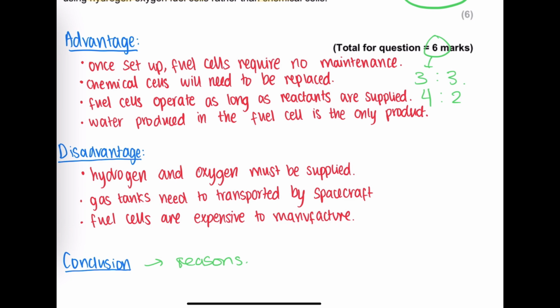However, some disadvantages of using fuel cells are that hydrogen and oxygen must be supplied, and gas tanks need to be transported by the spacecraft, and storage of hydrogen is very difficult. This is because it's a gas and it's also flammable. And fuel cells are also very expensive to manufacture.